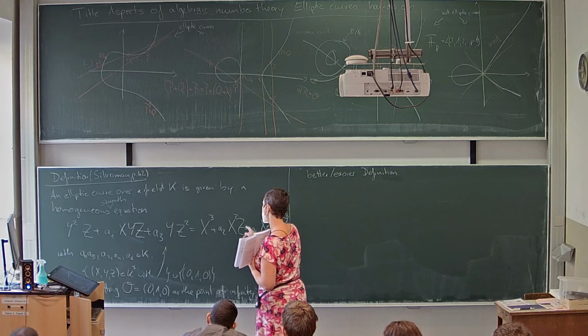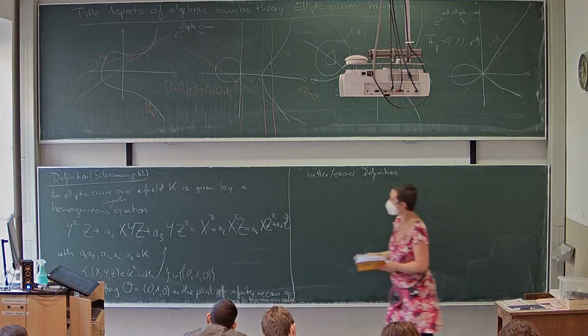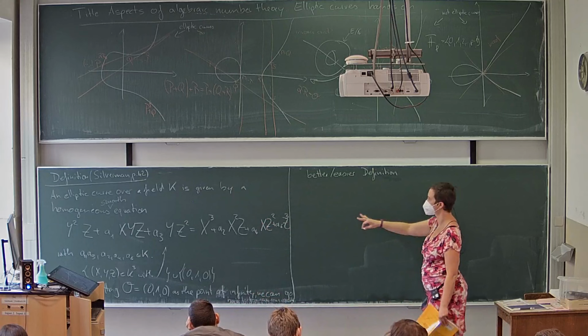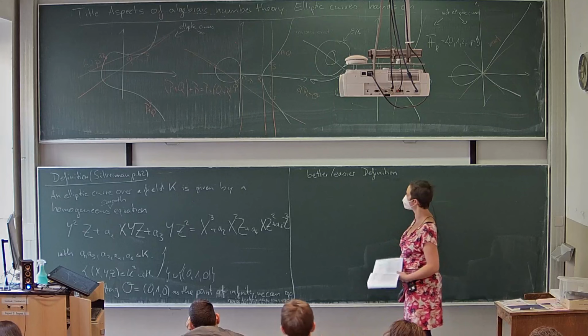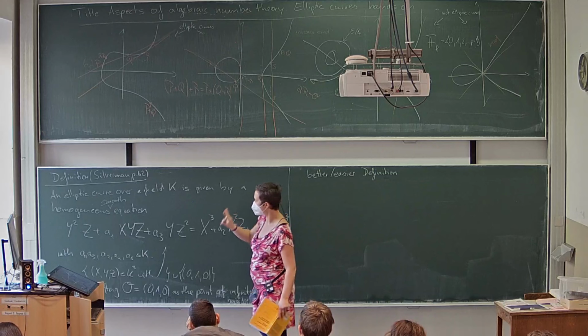I'm not sure. But a similar thing we will do now with the non-homogeneous equation. So maybe that will answer your question. If we hadn't started with a homogeneous equation, but already with something only with x and y, we would also not have all the terms that could exist.